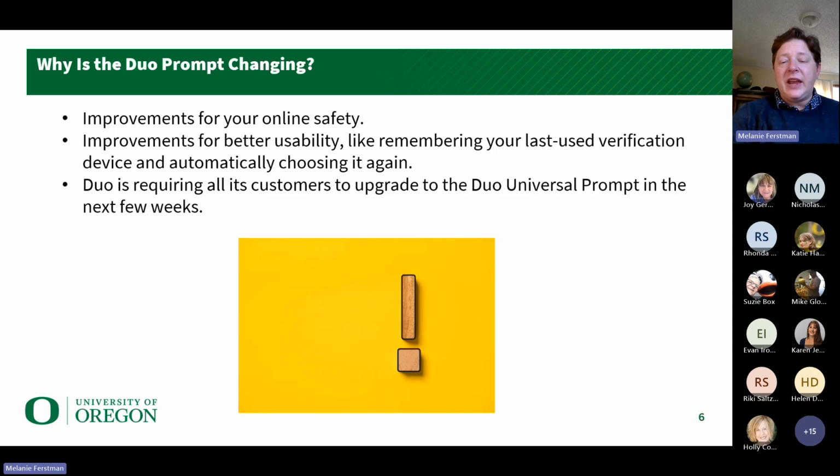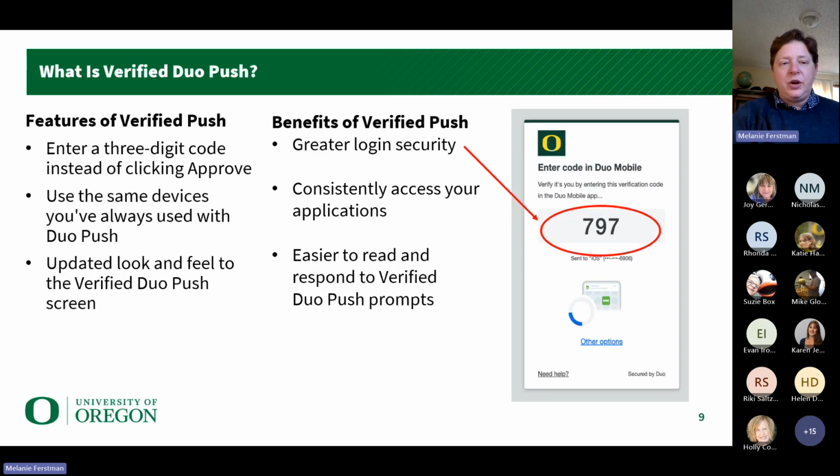So let's go ahead and actually look at a part of the Duo Universal Prompt right now. That's Verified Duo Push. A Verified Duo Push is probably one of the more familiar elements of the Duo Universal Prompt. What you'll do in Verified Duo Push is, instead of clicking approve on a mobile device, for example, enter a 3-digit code, and we'll talk about what that will look like. You'll see an image of what that will appear as on your screen on the right-hand side with 3 numbers that will appear, and then you'll go ahead and enter those numbers. I'll show you what that looks like in a moment.